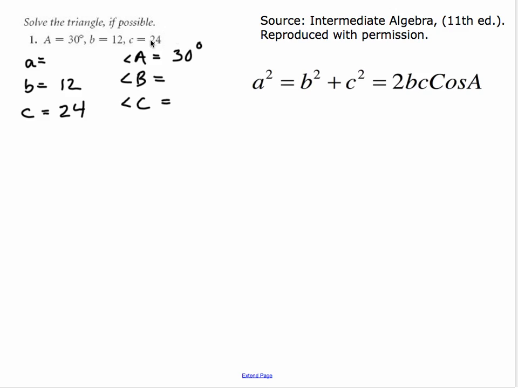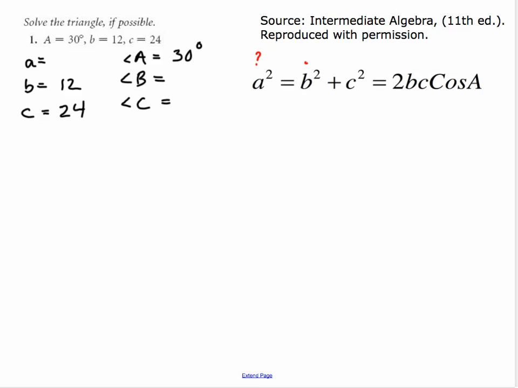Now, the law of cosines comes in lots of different varieties. There's the a squared one, or b squared, or c squared. I think I've chosen the right one here. An easy way to determine whether you've got the right equation is if you know everything except for one variable. So in this question here, A, oh, I don't know that one.